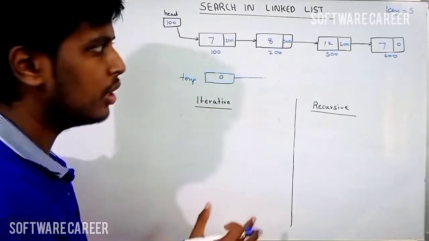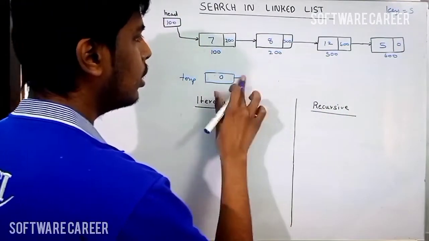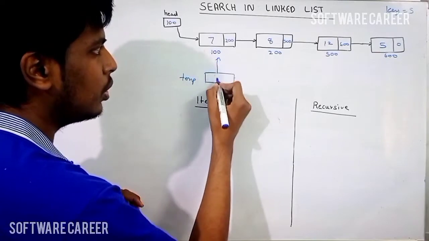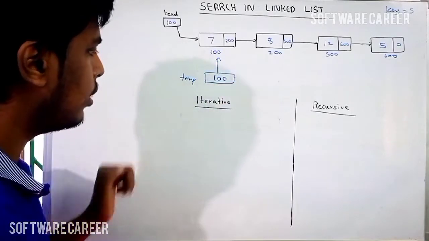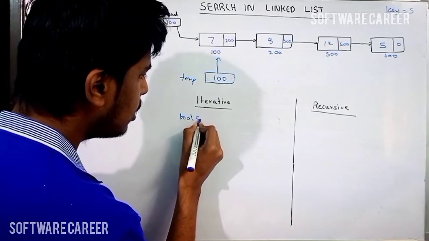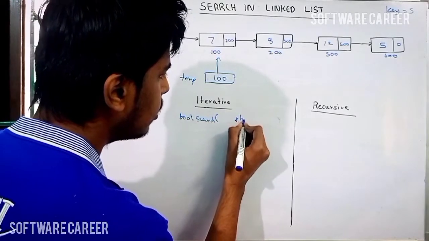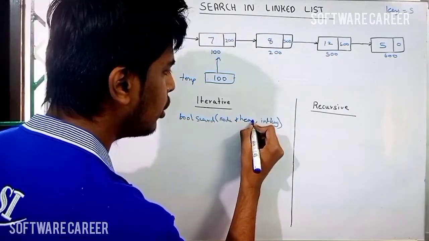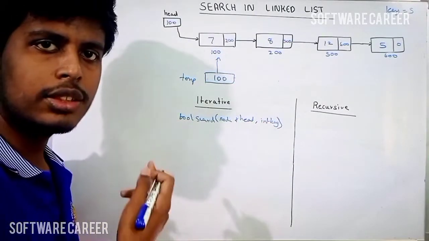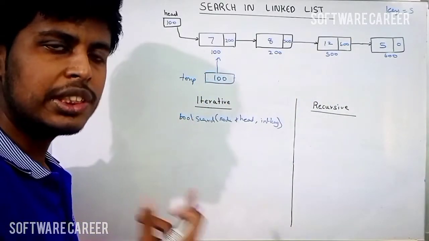Now I'll explain how to write the code. At the starting, this temp is pointing to the first node, 100. So I'm writing it in C. Now I'll write the function: bool search, then pointer head. This is the searching function. Bool returns true if the key is found. If it's not found, it returns false.